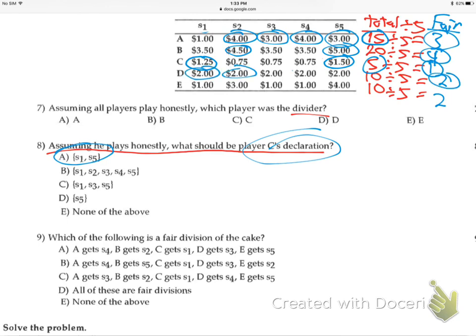This one, all of them. Yeah, because he's a divider. He thinks they're all fair. He cut them. And then player E, $2 or more. This one and that one. Okay, so all those are fair ones in those people's minds.